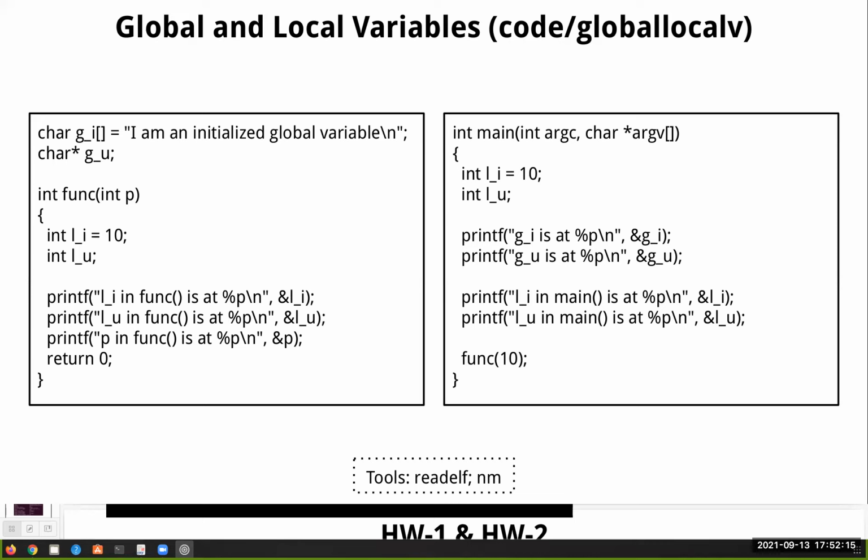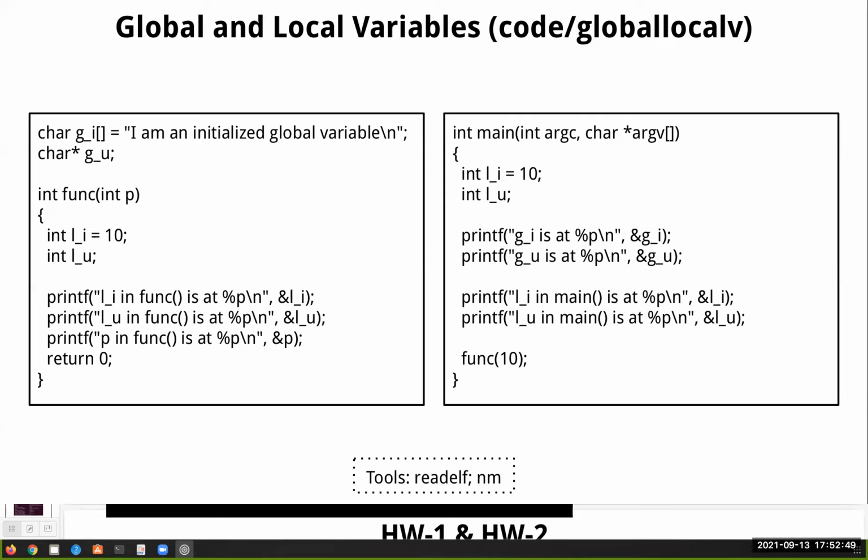So here we have a simple program called global and local variable program. This program has one main function and one func. There are two functions. In the main function, we have two local variables, one initialized, one uninitialized. Then we just print out the global variables. There are two global variables as well.